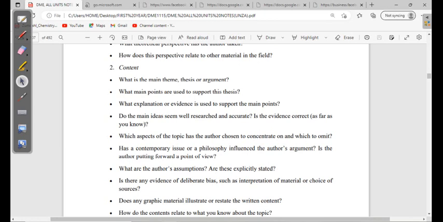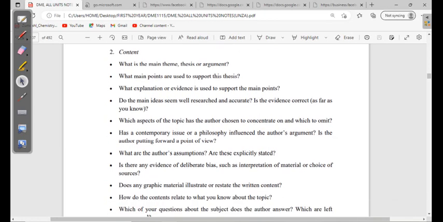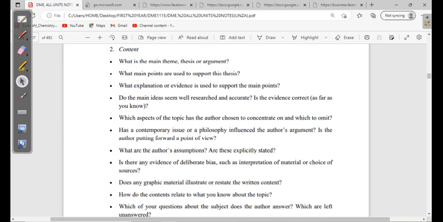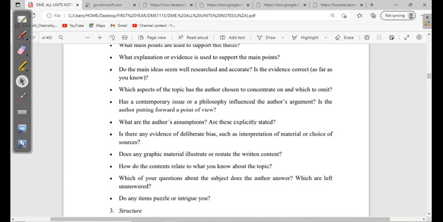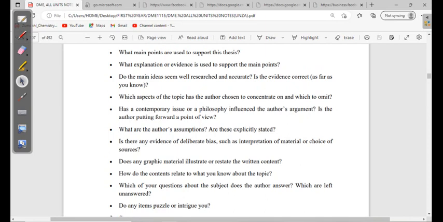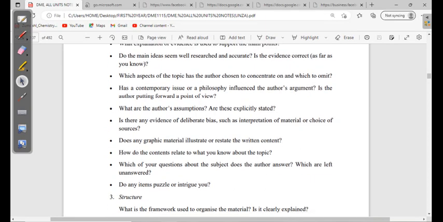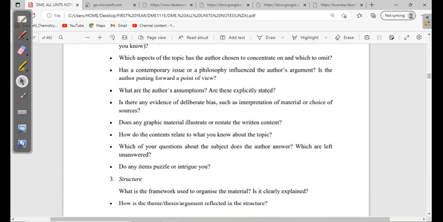And also you need to look at the content. That is one also important thing. What is the main theme or thesis? So thesis is just the main idea, or what is the main argument of that text that you are reading. So you need to know what it is really that the text is talking about. What are some of the explanations of evidence? What are the main points used to support these ideas? Which aspect of the topic has the author chosen to concentrate on? Are they trying to concentrate on one thing and omitting some other things?